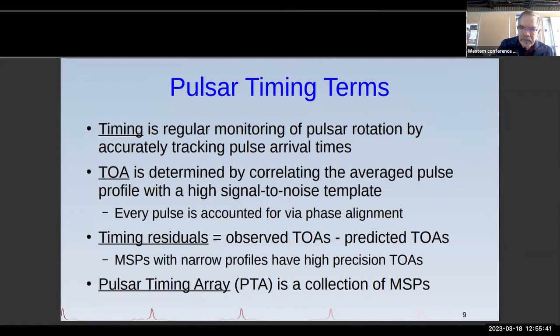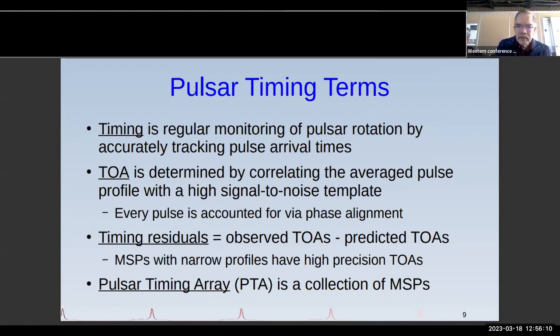And then the TOA itself is determined by correlating an average pulse profile that you just measured with some template you have in your back pocket. This template is a high signal to noise template that you've collected previously. A key thing to keep in mind here is every single pulse is accounted for. So you line the pulses up by phase, and that accounts for all the pulses. And then the residuals are just the difference between the observed and the predicted.